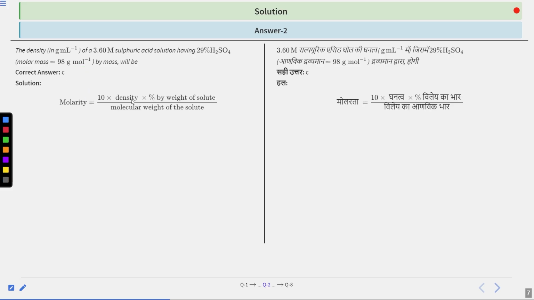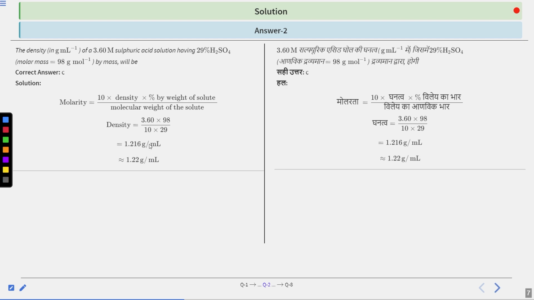Now we can use this formula directly, which is molarity is equal to 10 multiplied by density by percentage of weight of the solid multiplied by percentage of weight of the solid by molecular weight of the solid. If you put all of this, 3.60, 98, 10 and 29, then you can calculate your density, which will come out to be 1.216 gram per ml. Or you can just round it off to 2 decimal places, which is 1.22 gram per ml as your correct answer. Now moving on to the next question.